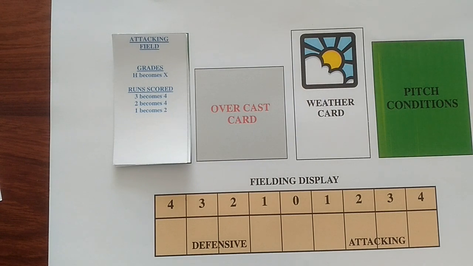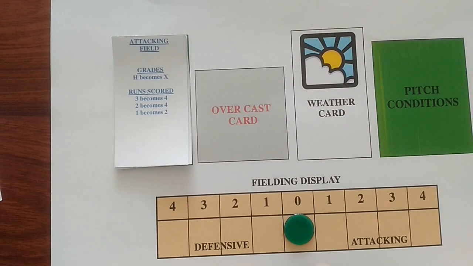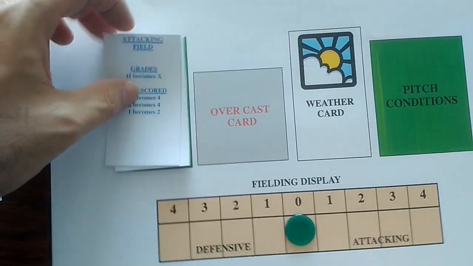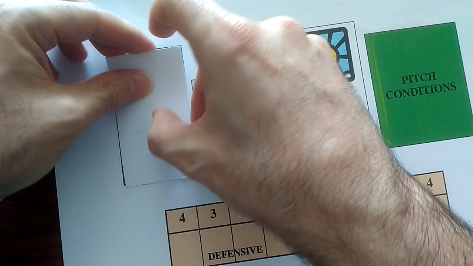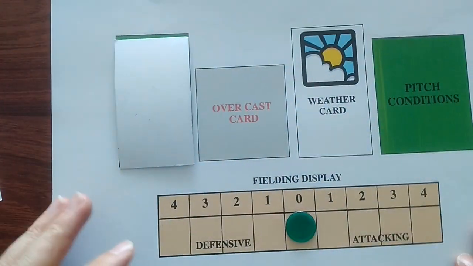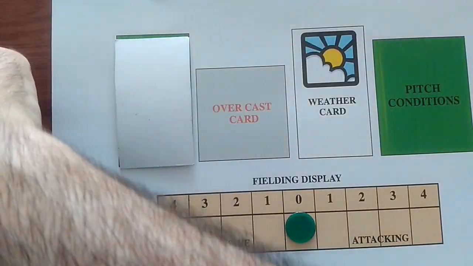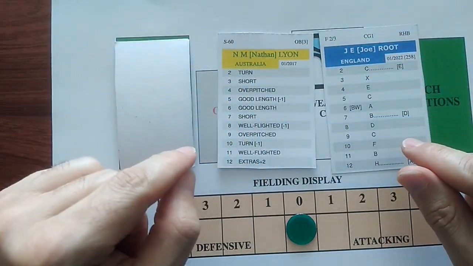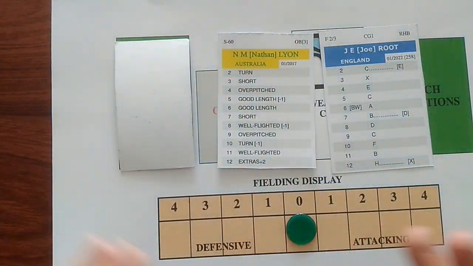So say for instance we had this little marker on the fielding display. If you've got a normal field, 0, you don't need to have this here. You just turn that over, because none of those things will happen. You'll just get the results strictly from the 2 player cards, and they won't be adjusted depending on the field because you have a normal field.